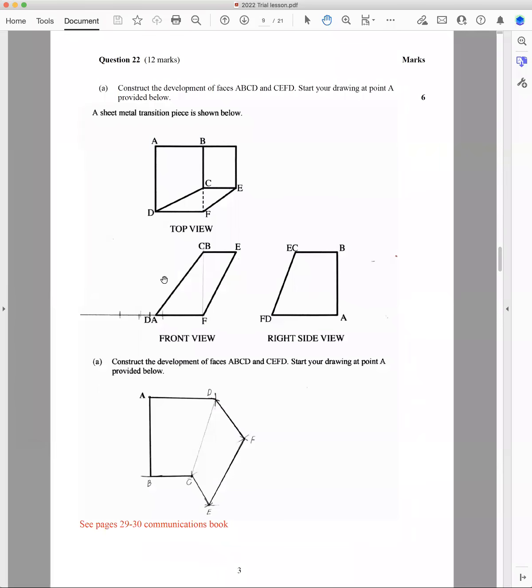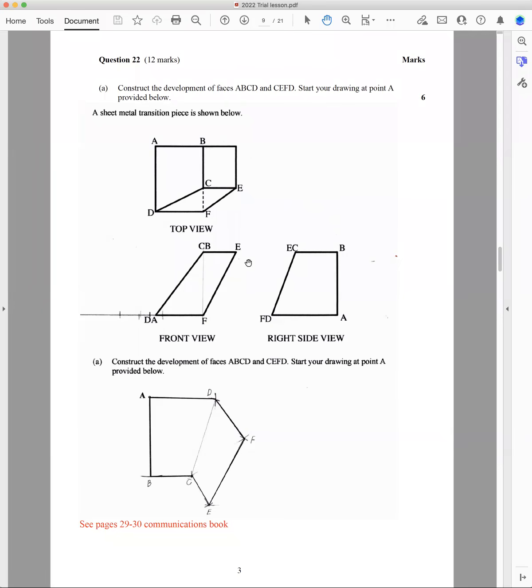Now, this was poorly answered, and when I visit you in the next couple of weeks, I'll be going through this particular question. I'll be doing it for you again, but I'll just quickly go over it now. So you've got an orthogonal drawing here. You've got the right side view, front view, and top view, and I think I gave you a 3D drawing of it up here. And here, this is the answer. This is the development of A, B, C, D, right? So you've got to develop that, A, B, C, D, and C, E, F, D, those 2 sides.